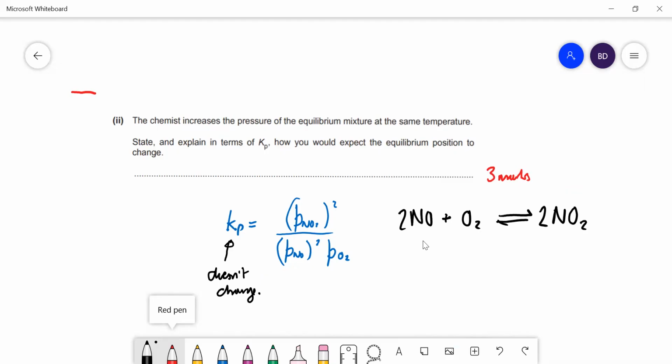So that means if we increase the pressure, to keep Kp the same, we've got to end up with a bigger number for the partial pressure of this one. So that's got to get bigger, and these have got to get smaller, in order to keep Kp the same. So that means the equilibrium will move to the right. We're going to get more moles of NO2 and fewer moles of NO and O2.